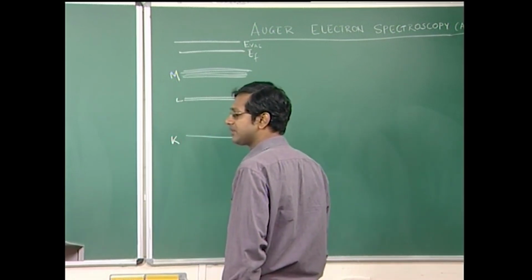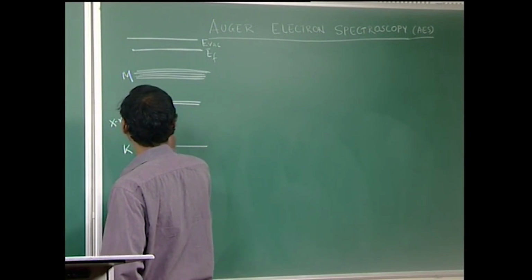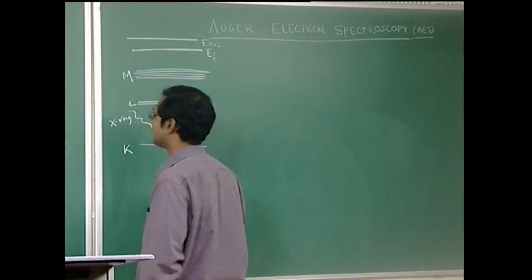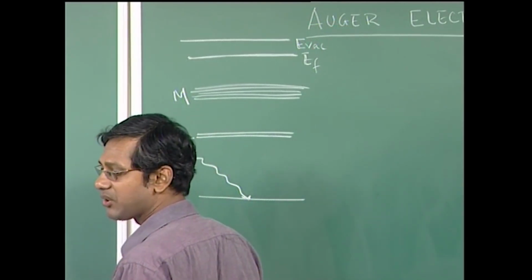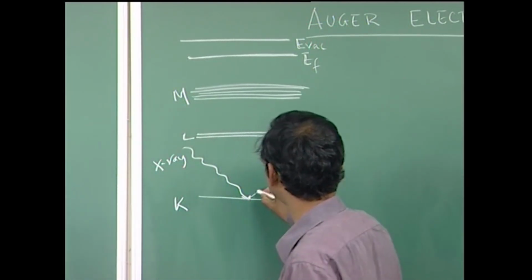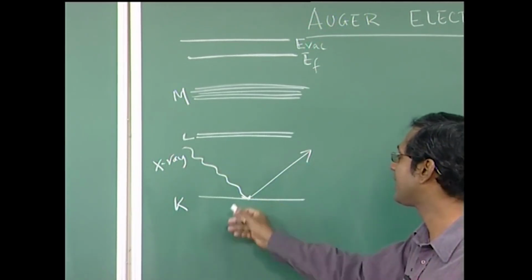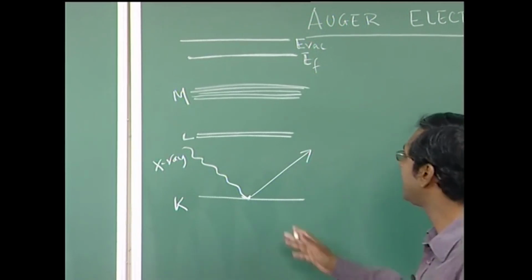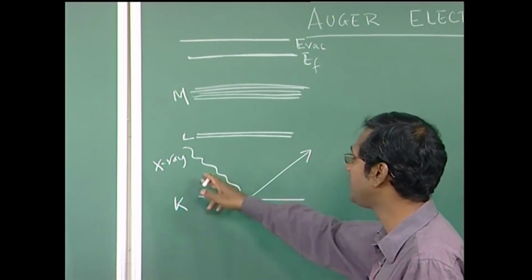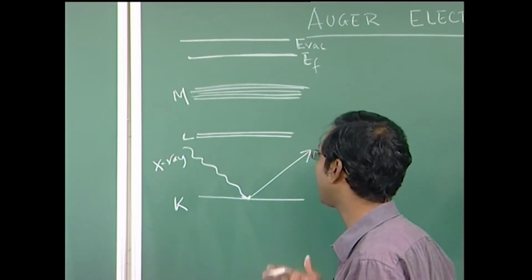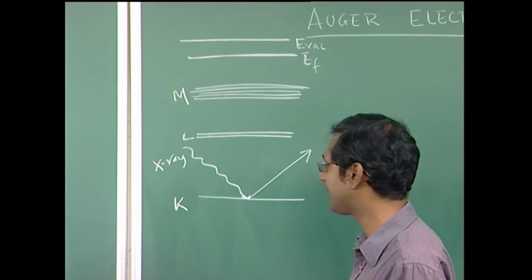Now if I have certain radiation like an X-ray photon that falls on these K level electrons, what will happen? Because of this X-ray photon, the electron at the K level will be ejected out, and it has very high kinetic energy. Normally the incident beam will have very high energy, almost 10 times higher than the binding energy of this electron in the K level.